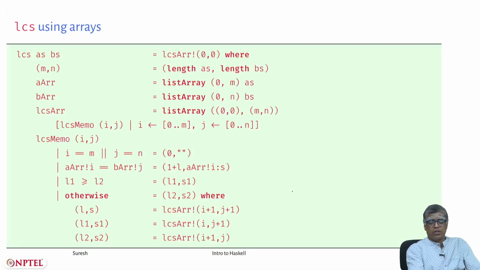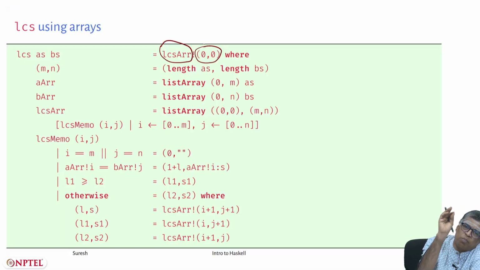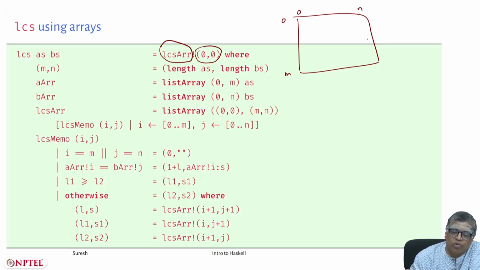So this is it, this is the whole program. What I am doing is: LCS of A's B's is nothing but creating an LCS array whose indices are pairs of integers. So I will finally pick the element at index 0 0. This also makes that whole matrix clear. I am creating a matrix and I am picking the leftmost topmost entry of the matrix. But what is the size of the matrix? It goes from row 0 to row m, column 0 to column n. m is the length of A's, n is the length of B's.